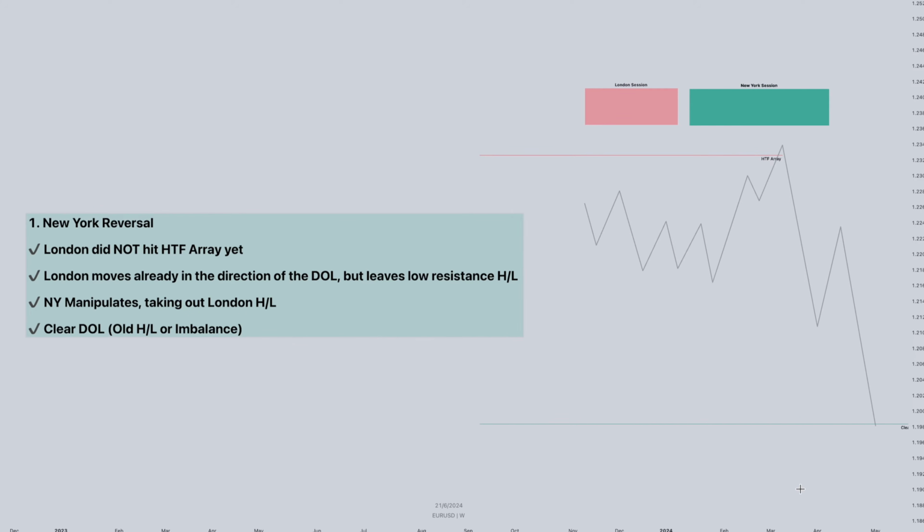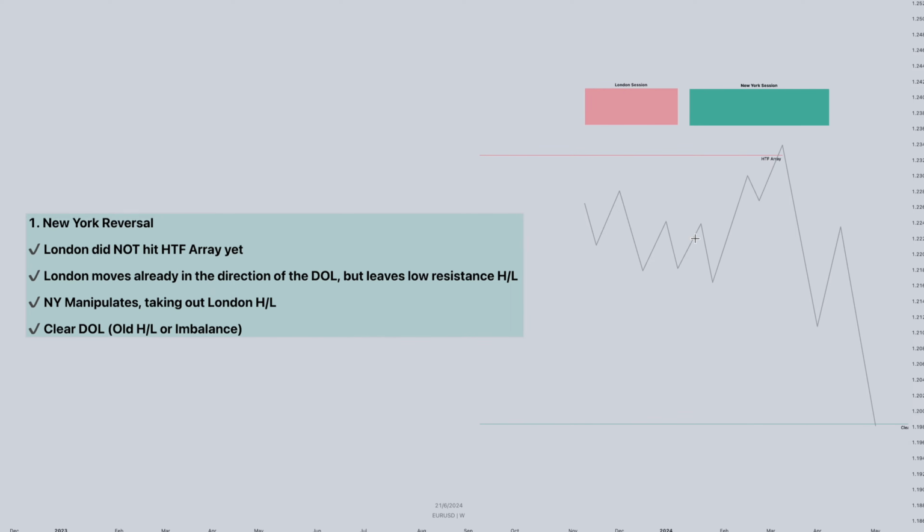When trading the New York session, it's very important to know what the London and Asia session did. And the New York reversal looks a lot like the Asia consolidation from the previous video, from the London strategies. First rule is that London did not hit a higher time frame array yet. So this is London trading in the direction of drawn liquidity.